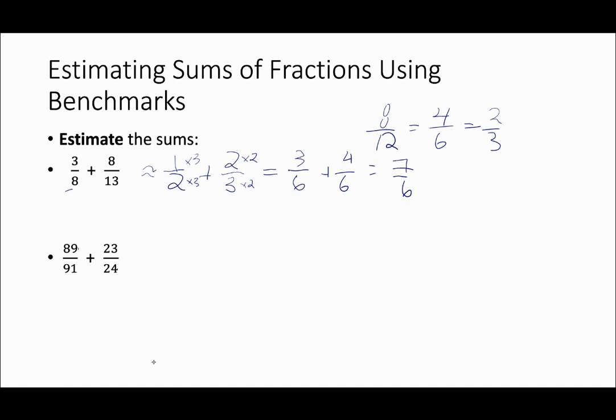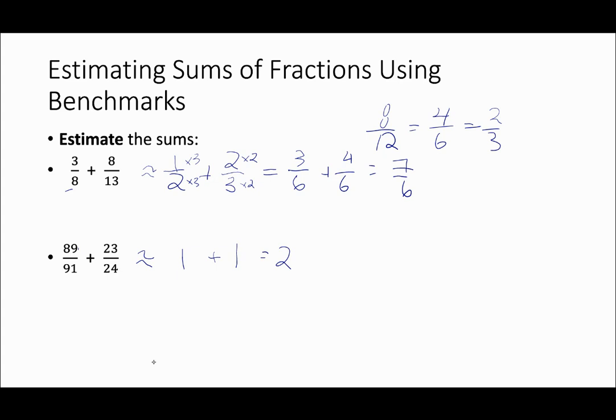89 is 2 less than 91, and 91's a pretty big number. So I'm just going to go ahead and say that that fraction is super close to 1. Same thing with 23 over 24. 24 is a pretty large number. You're only missing 1 piece. So I'm going to say that that's also really close to 1. So these fractions roughly add up to 2. And that's estimating using benchmarks.